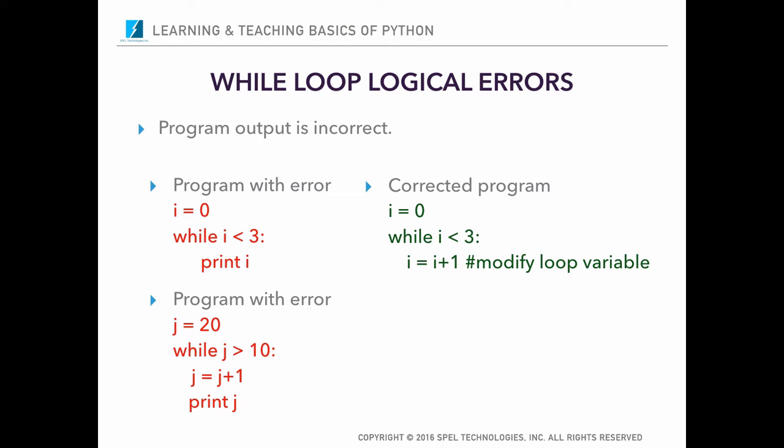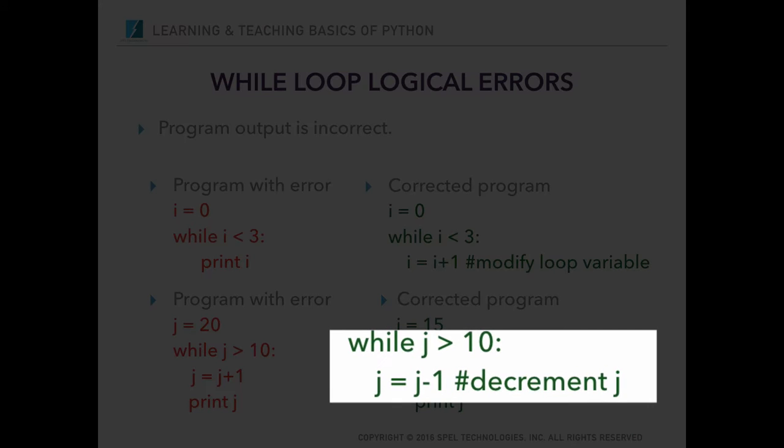There are many ways to correct this problem. One way to correct it is to decrement the value of j instead of incrementing it. So in the loop body, instead of writing j equals j plus 1, we can write j equals j minus 1. And when we decrement the value of j, then at some point of time, the value of j will become less than 10 and the loop condition j greater than 10 will become false, and so the loop will be terminated.